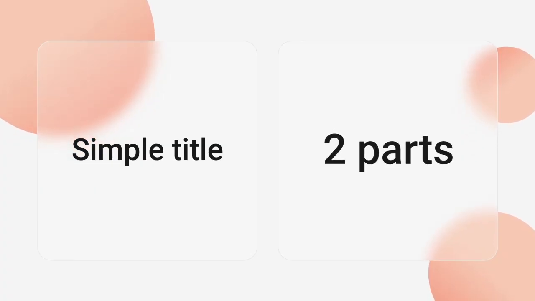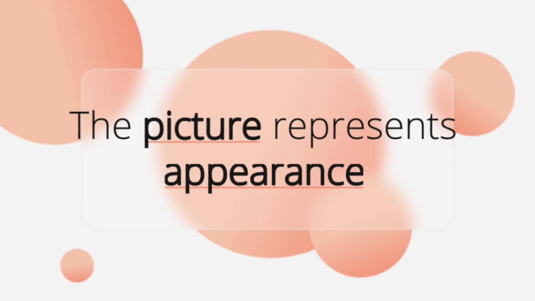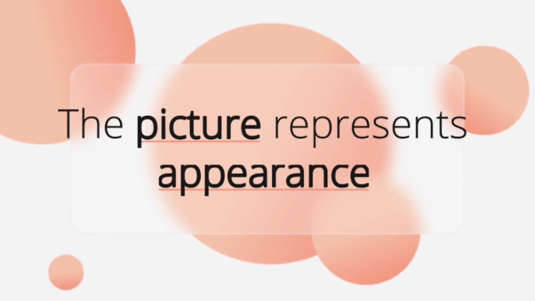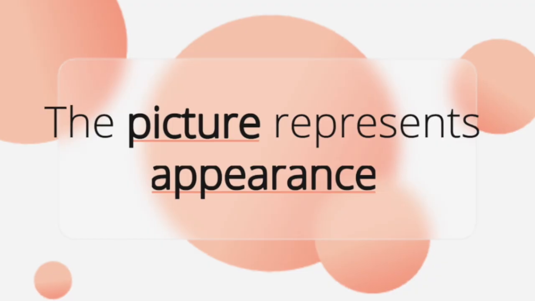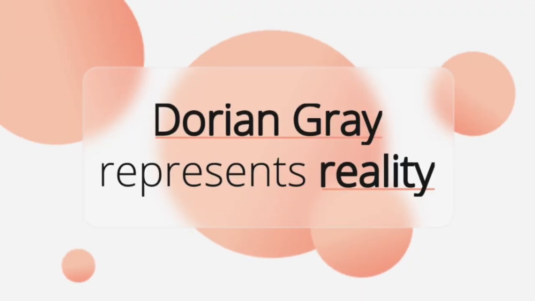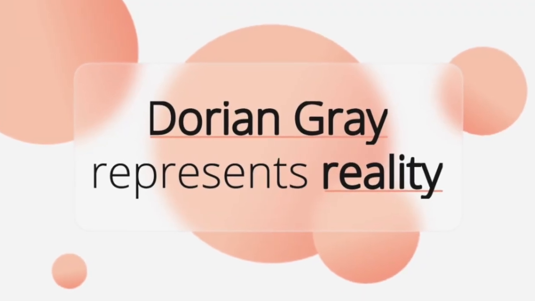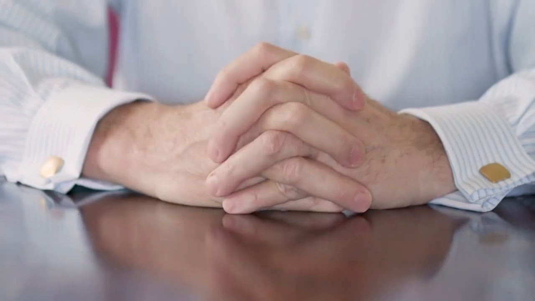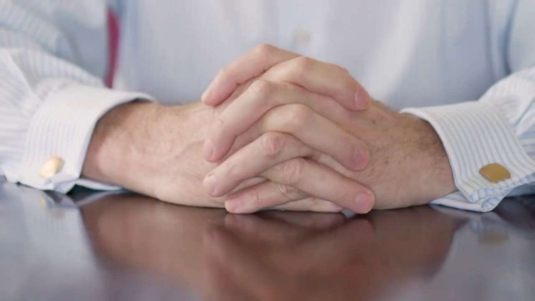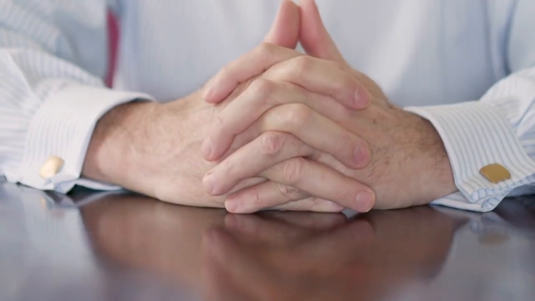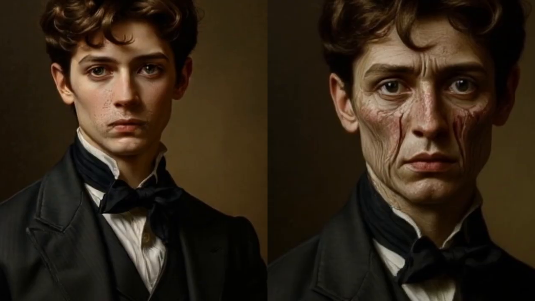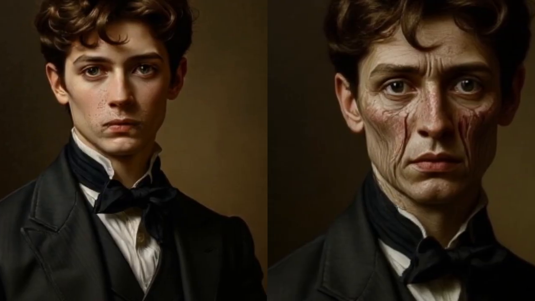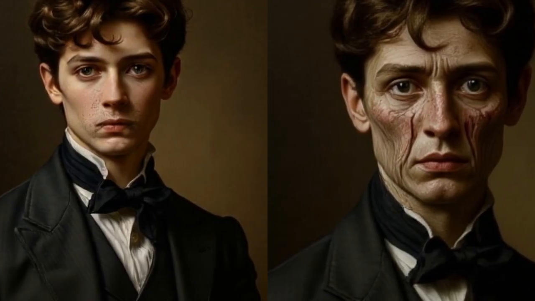At first glance, the title seems simple, but Wilde constructed it in two distinct parts. The first part, the picture, represents appearance. It's the surface level image Dorian presents to the world. The second part, Dorian Gray, is the name of the man. This represents reality. As the story progresses, these two parts become intertwined. The portrait becomes a disturbing reminder of his moral decay, even though his face never changes.